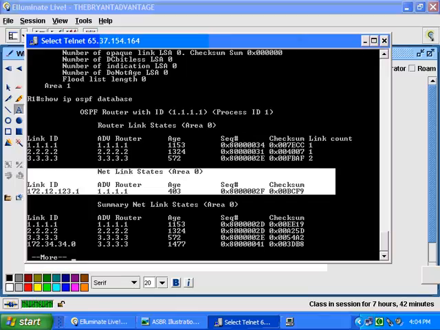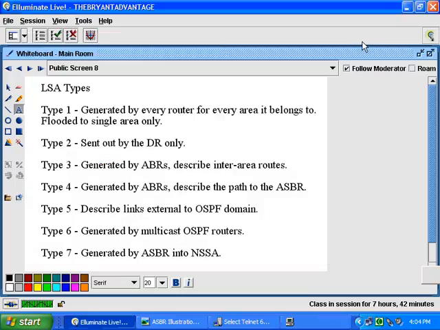And since LSA types 1 and 2 are confined to a single area, this is another way that multiple area OSPF helps to reduce the load on the router resources. Because if you just had one huge area 0, every router in the area would be getting every single type 1 and type 2 LSA going around the network. So that's a type 1 LSA and a type 2 LSA. Good detail to remember for type 2, that those are sent out only by the designated router.